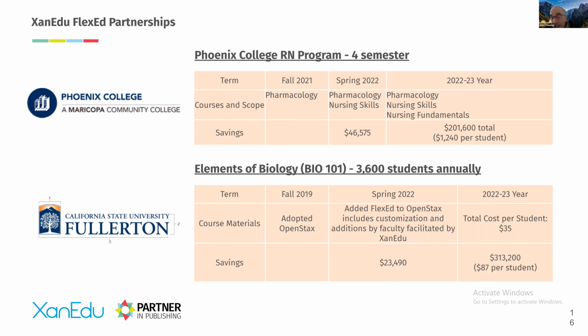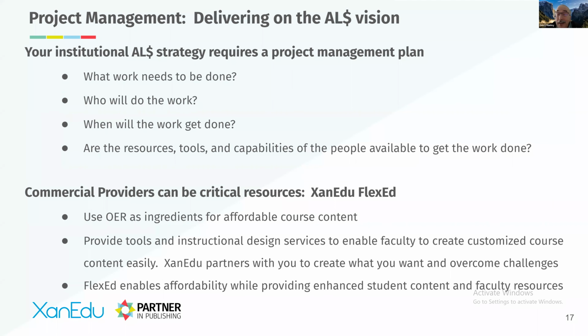OpenStax. You have to have a change management process, but you've got to have a project management process. This is something I'm going to talk about a bit more on the next webinar, getting into the details about implementation: what work you're going to do, who's going to do it, when are you going to schedule it, and what resources. And again, I want to emphasize commercial providers can provide a critical resource to help you.